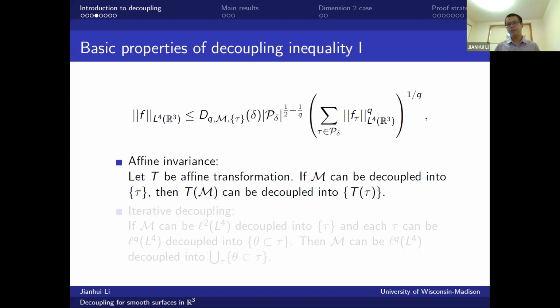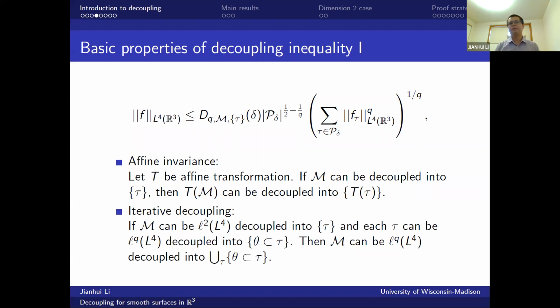if the manifold M can be decoupled into smaller caps tau, then if you translate or rescale it, because those are all affine transformations, the new manifold can be decoupled into the transformed small caps. Okay, this is the so-called affine invariance property of decoupling.